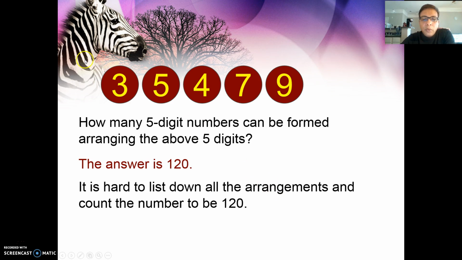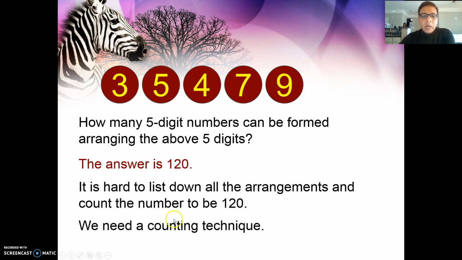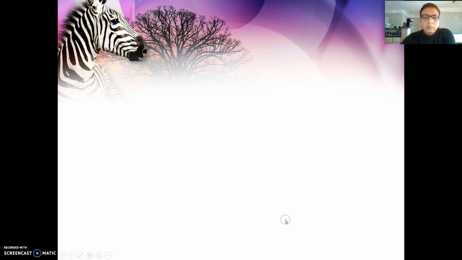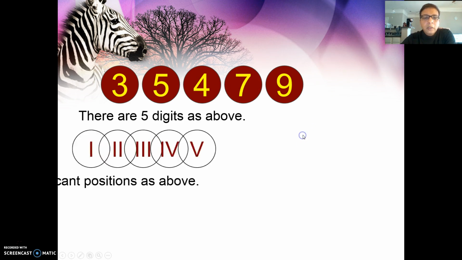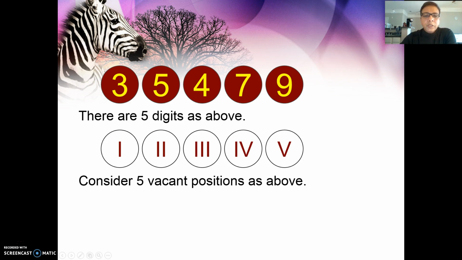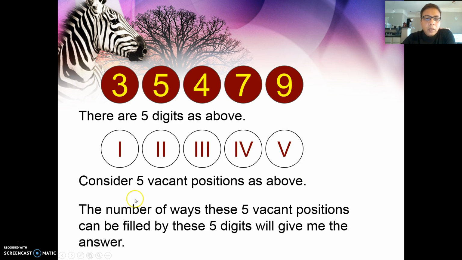But there is a tricky way to bypass the enumeration. We need a counting technique. So the technique is, start with those 5 numbers 3, 5, 4, 7, 9. Start with 5 vacant positions: 1, 2, 3, 4 and 5. The number of ways these 5 vacant positions can be filled by these 5 digits will give me the answer.